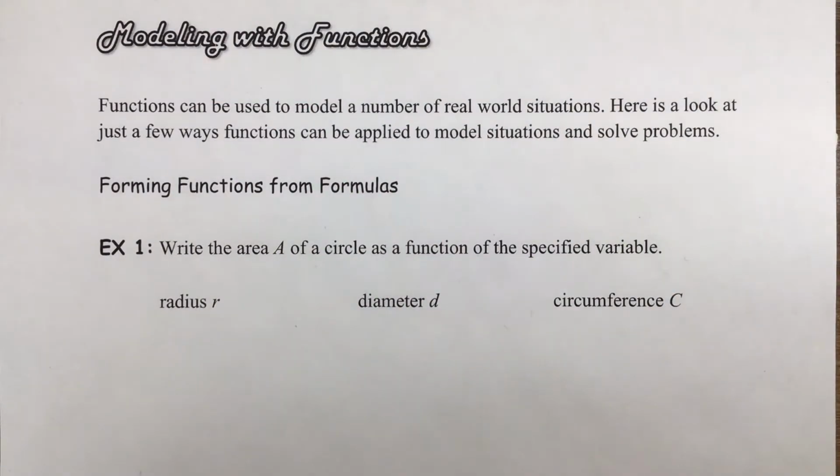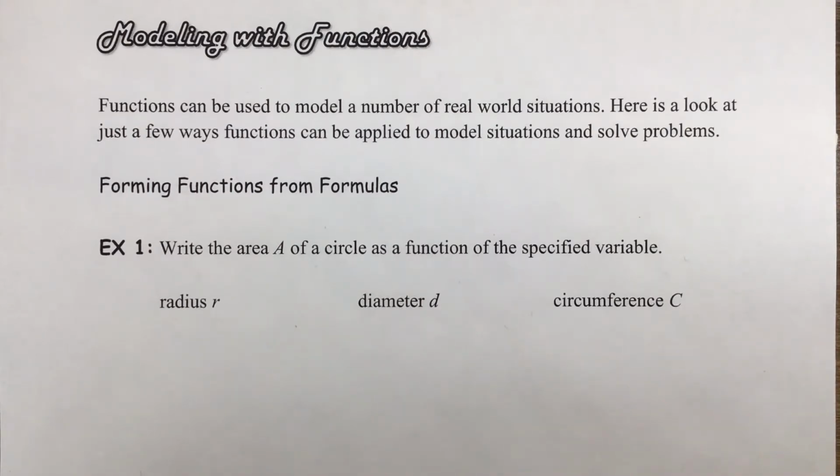Modeling with functions. Functions can be used to model a number of real-world situations. Here is a look at just a few ways functions can be applied to model situations and solve problems. For example 1, we're going to look at how we can work with formulas. We're going to write the area of a circle as a function of different variables. We're going to do that with the radius, with the diameter, and the circumference.